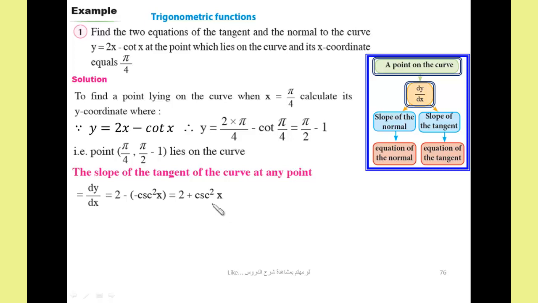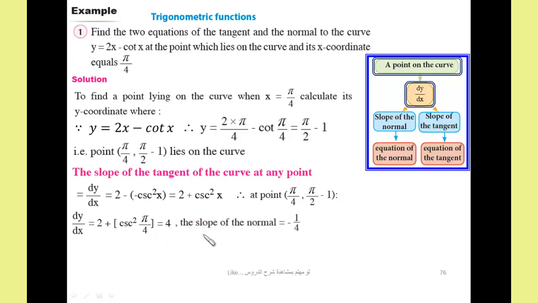And now we will calculate the slope when x equals pi over 4, at the same x coordinate. So at the point pi over 4 and pi over 2 minus 1, we will substitute. Here we have x and we do not have y, so we substitute x equals pi over 4. So dy/dx equals 2 plus cosec square pi over 4, which equals 4. So the slope of the tangent equals 4, and the slope of the normal equals negative 1 over 4.